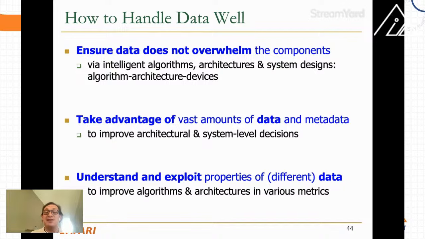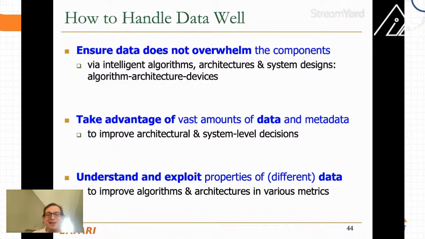Today, we don't communicate these characteristics. We don't even discover these characteristics at the high level. And we don't communicate these to the hardware architectures or even system architectures. But if you can actually communicate this information to the lower levels of the system stack, we can make much better decisions in our systems.